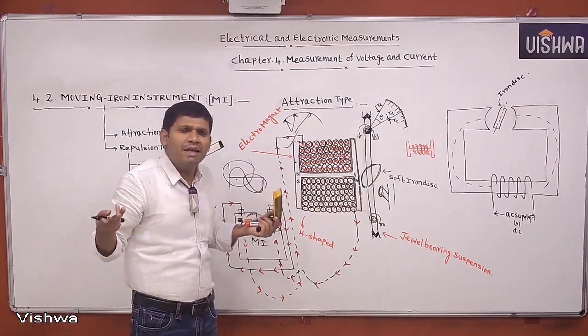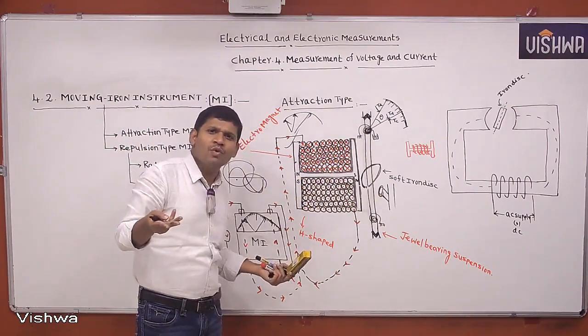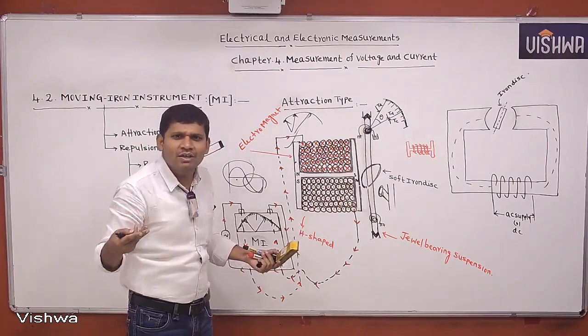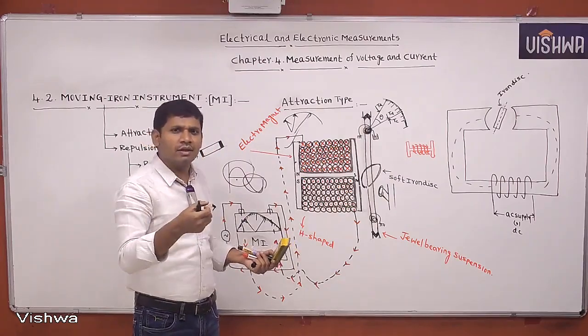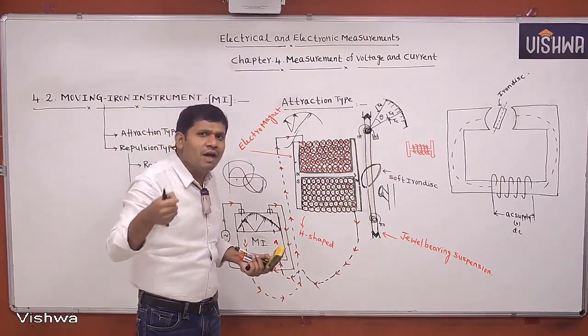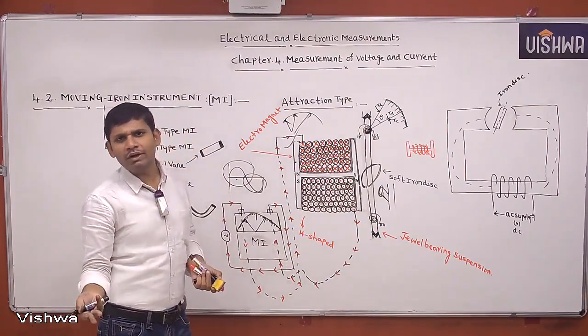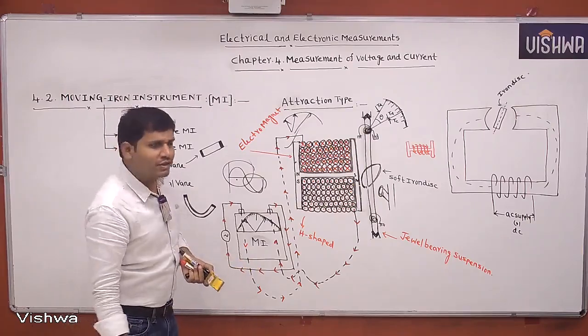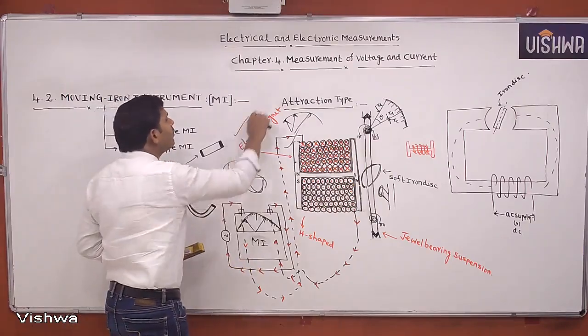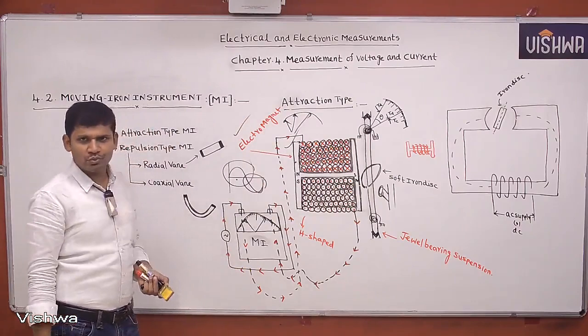Once it is magnetized, it produces an attraction force on the iron disc. Because of that attraction force, the disc rotates, the spindle also rotates, and the pointer is moving on the scale. Whenever deflecting torque equals controlling torque, the pointer comes to the steady state. Okay, that is the operation of the attraction type instrument.